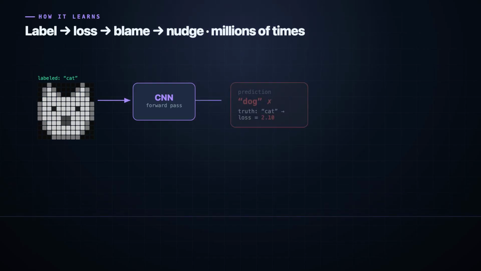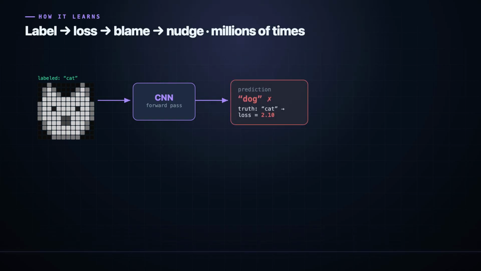Now we measure exactly how wrong it was with a single number called the loss. A high loss means a badly wrong guess. A low loss means it was close. Our entire goal is to push that number down.